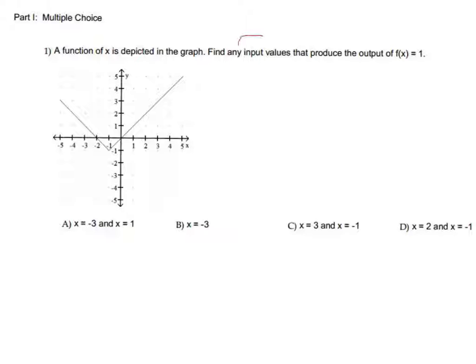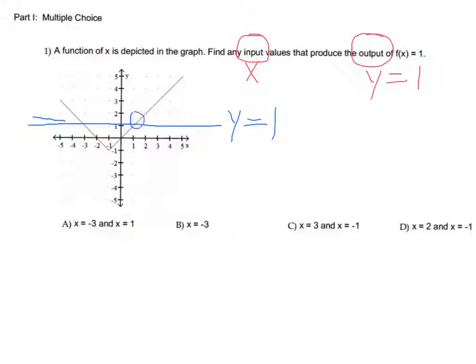Alright, input x, output y. So they're saying output of f of x equals 1. Well, f of x is y. So they want to find all the x's where y equals 1. Now the line y equals 1 is, well, let's see if I can get it. There we go. That line. That's the line y equals 1.